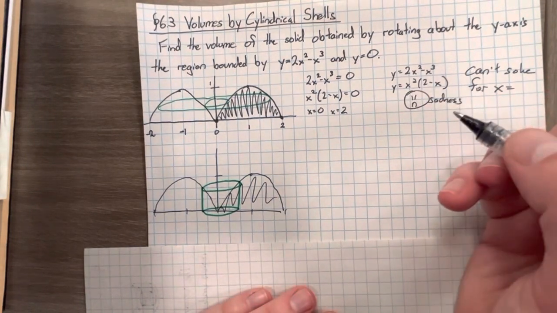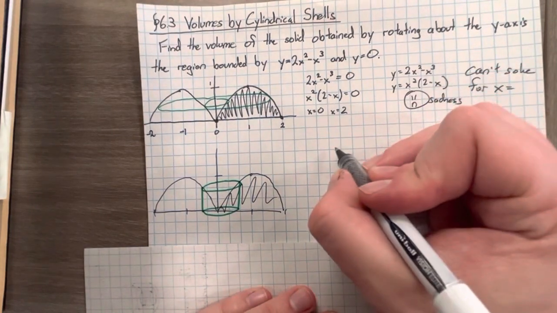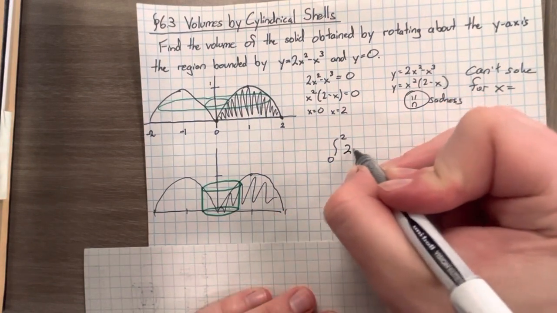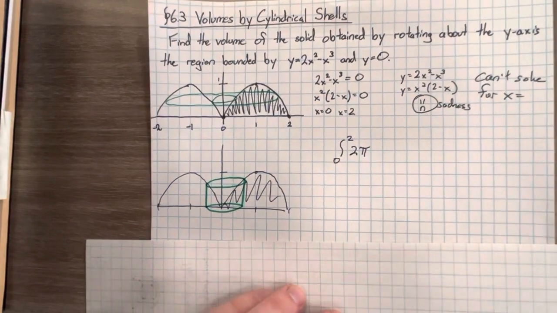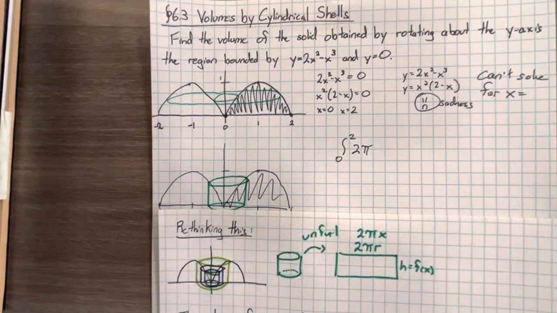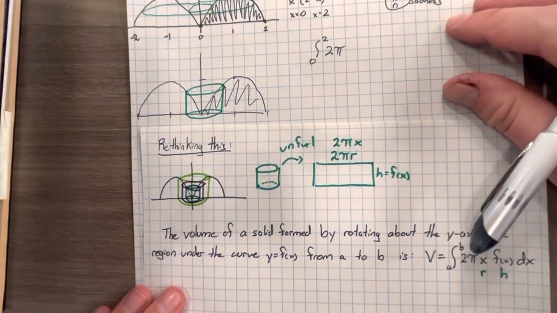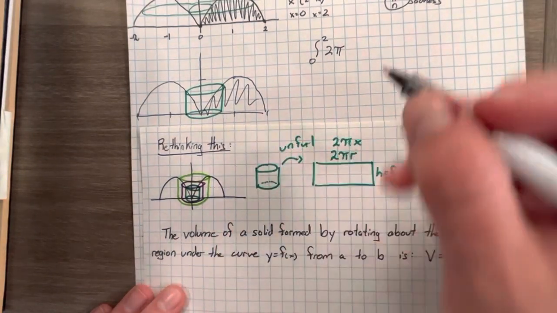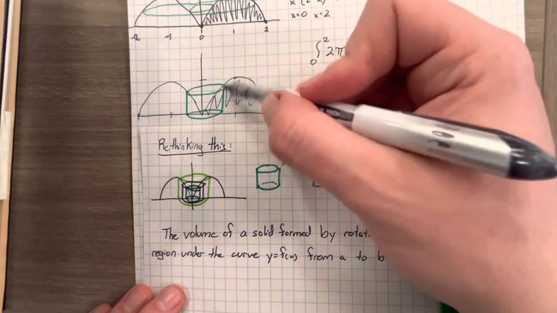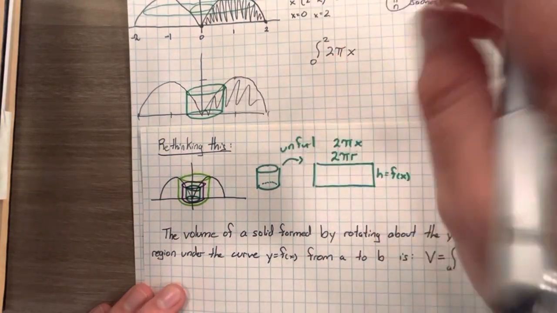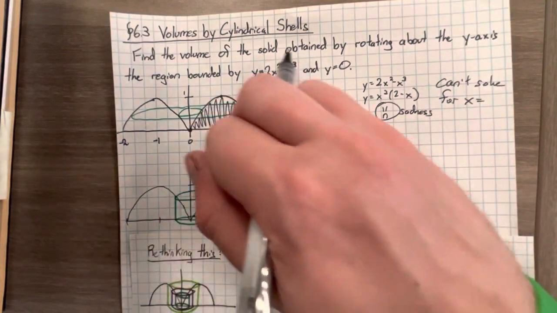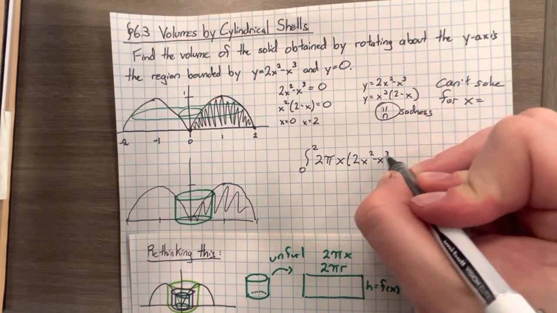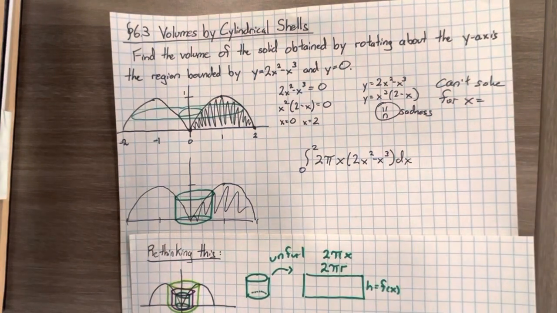So let's think of our integral here. If we're integrating, it's from 0 to 2, 2 pi. And then remember, we want to know what the r is. So maybe I'll leave this up just so we can compare. We want to know what our r is, which in this case is just the radius, which is x. And our height of this function is just the function, so it's the one up here, 2x squared minus x to the third dx.